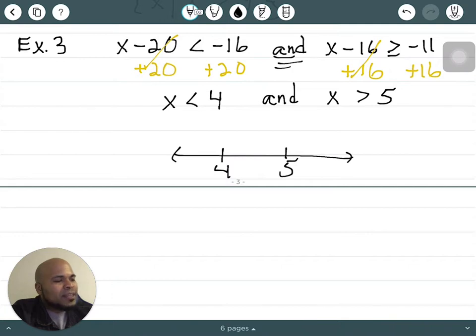So if x is on the left side, I can just follow that pointy arrow. That's saying go to the negative side, right? So I'm actually gonna use the circles now. So 4 is not included. I'm gonna move to the left.